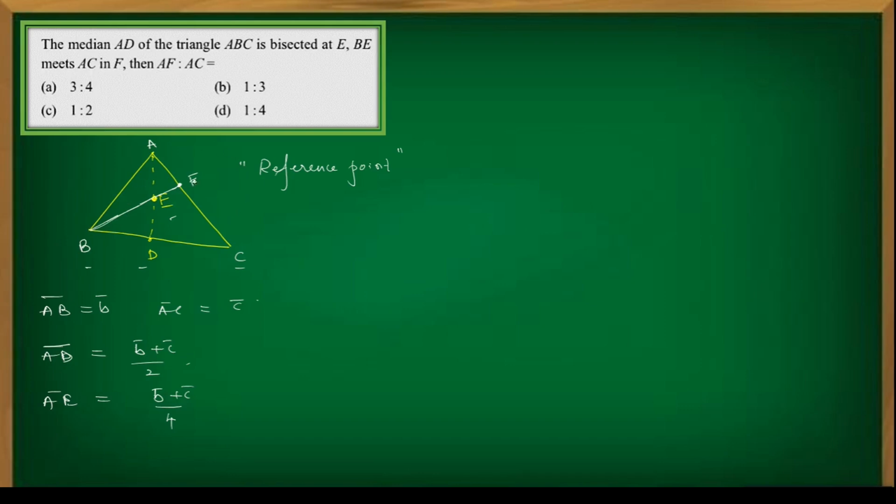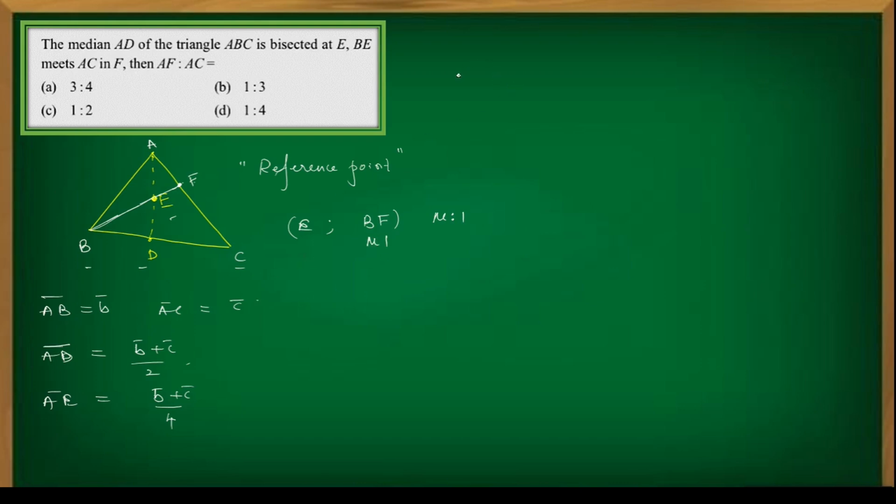BF is divided by E in the ratio mu is to 1. E divides BF in the ratio mu is to 1. So mu is to 1, if I suppose.